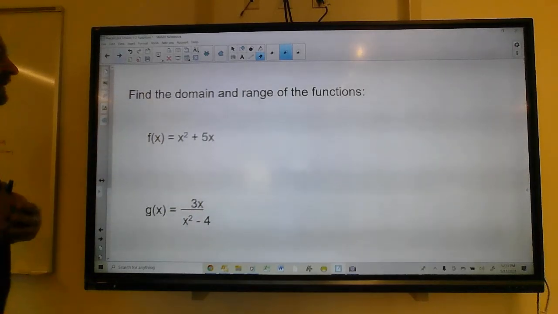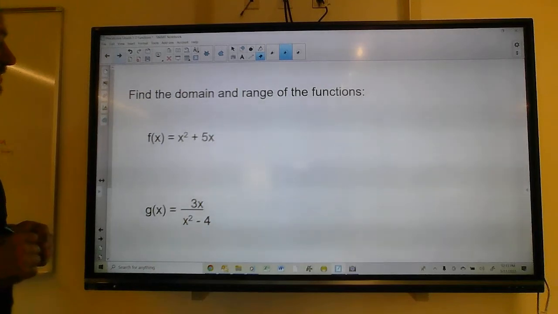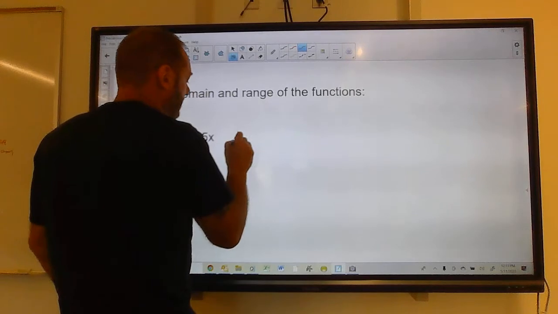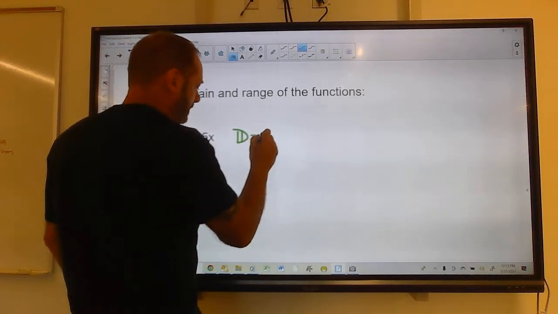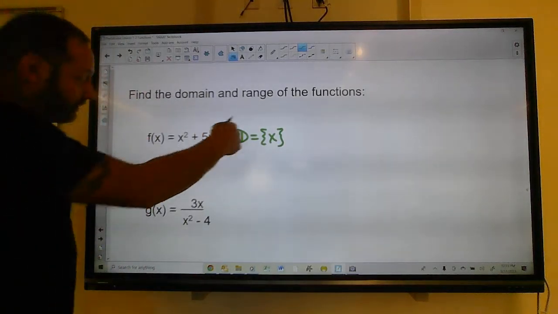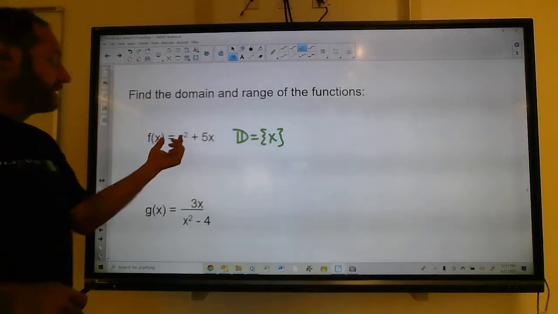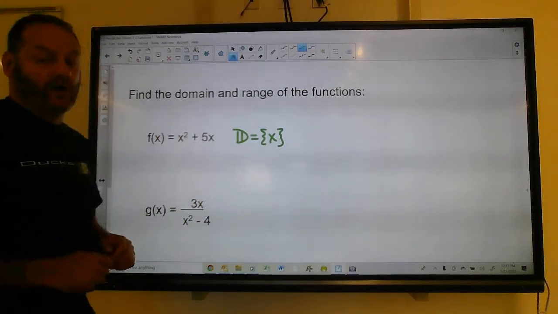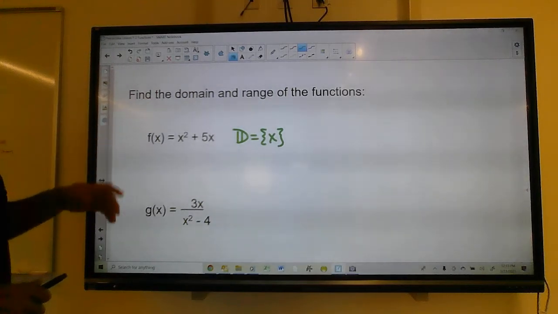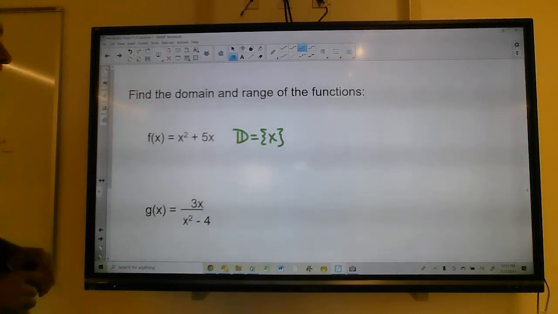Okay, find the domain and range of these functions. So, x squared plus 5x. Domain, super easy. The domain, which we write like this, is the set of all real numbers. You can write out all real numbers if you want, but you can just write x. It's all the real numbers. I can take any number I want and square it. I can take any number that I want and multiply it by 5. Positive numbers, negative numbers, 0, fractions, whatever I want. So the domain on this is easy.